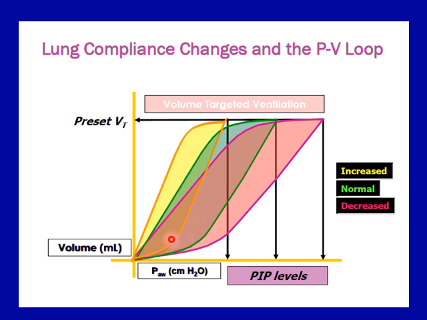for the same tidal volume achieved. Whenever the compliance of the lungs improves, what happens? This loop is shifted towards the left side. You can see this is the yellow loop. So here, for the same preset tidal volume, the peak airway pressure achieved is less, around 15 centimeters of water. This indicates the compliance of the lungs is improved.